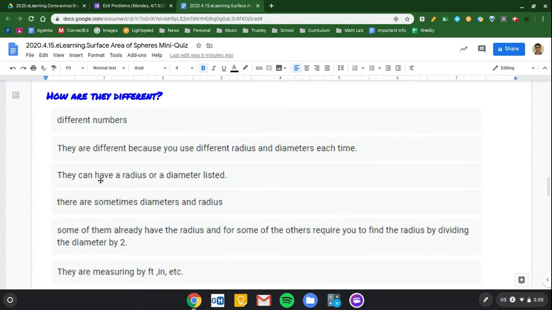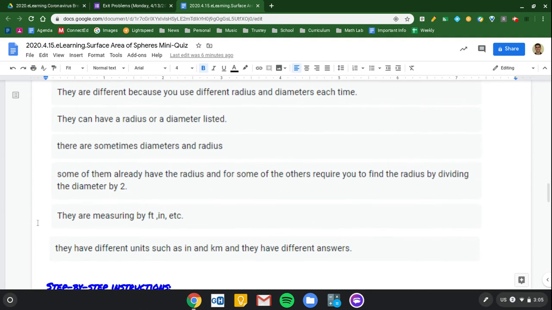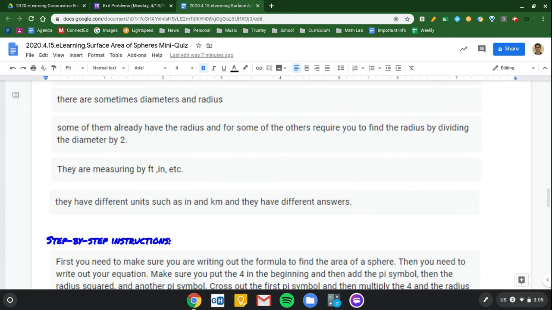Many of you talked about that radius or diameter. Let's start with the obvious. Props to those of you that said they all have different numbers. That's a good starting point, so don't think that's too obvious. That is a good place to start. Different radius or diameters each time, sometimes diameter, sometimes radius. I like this person that went further and said some already have the radius. For others, that would require you to find the radius by dividing the diameter into 2 parts. So that person got even more specific. Well done.